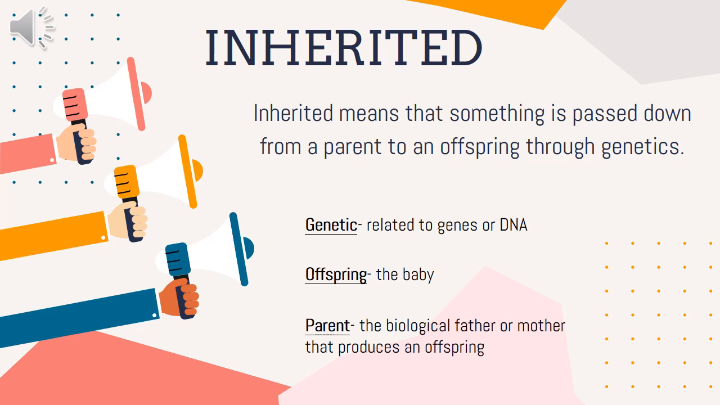An offspring would simply be the baby animal or the baby plant. And a parent is the biological father or mother that produces the offspring. I understand parents can be more than biological, but when we're talking about something that you inherit genetically, it has to be from a biological mother or father.